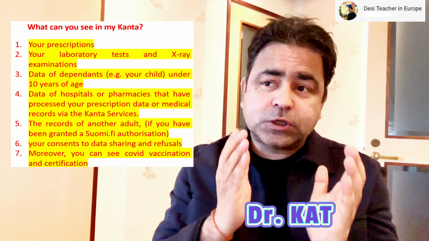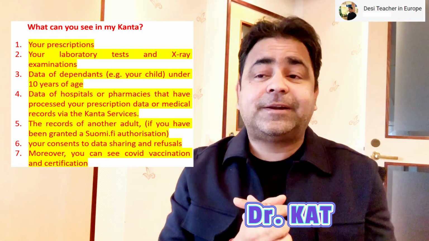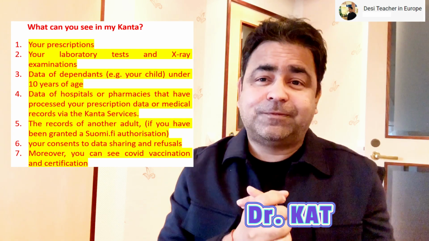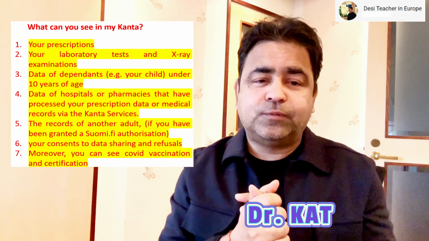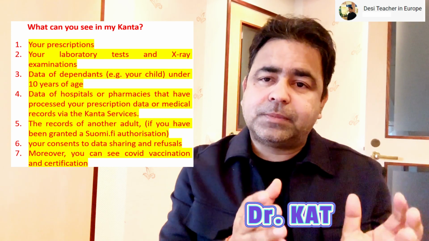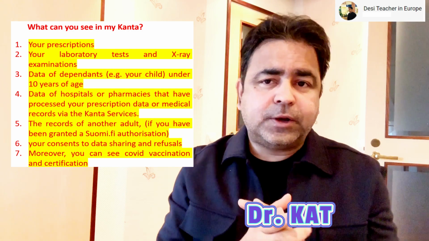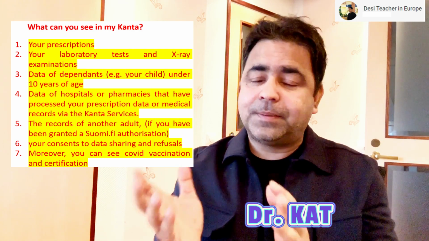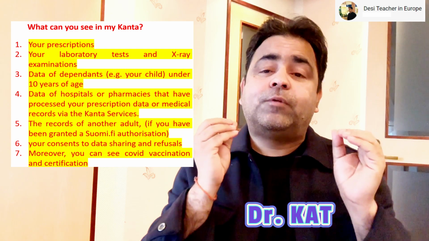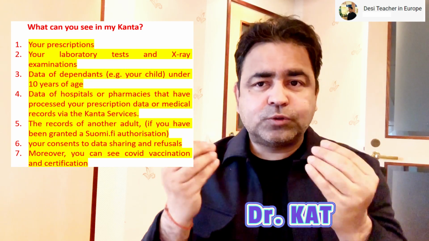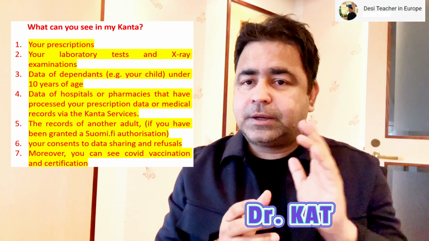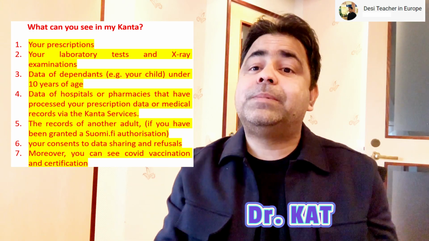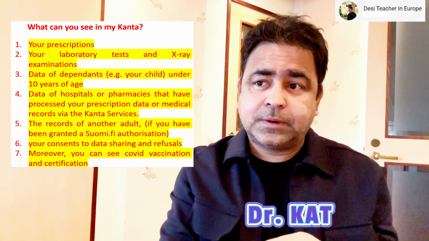You can see the data of hospitals or pharmacies that have processed your prescription data, or medical records, via Kanta services. If you visited a pharmacy or medical shop and bought some usual medicine without a prescription, that will not be updated in the Kanta services, right? But if a doctor prescribed you some medicine and you went to any pharmacy or medical shop and bought it, that record will be updated to the Kanta service, right?